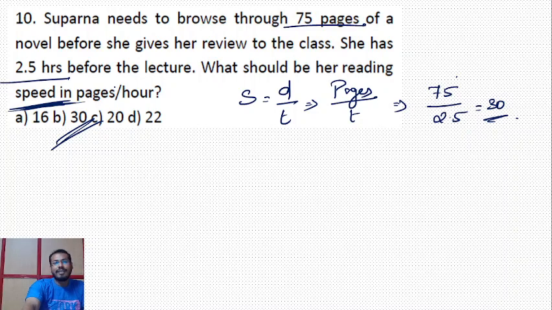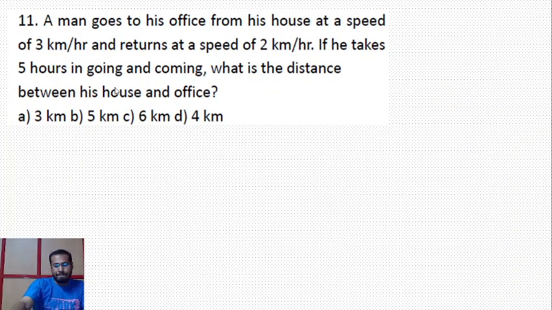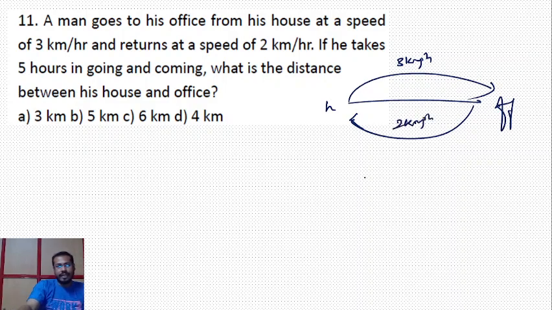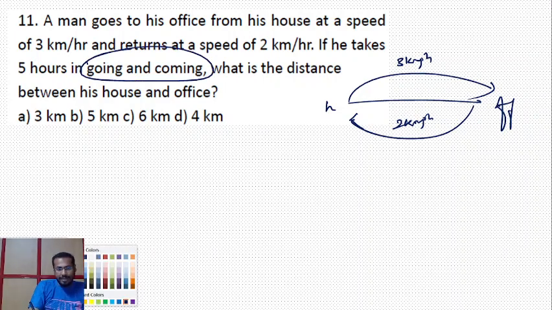Simple. Next question. Look at this. A man goes to office from his house at the speed of 3 kilometers per hour, and in the return journey from office to house at 2 kilometers per hour. If it takes 5 hours going and coming. This is what I'm telling again and again: if time is given as common, everything is 2 times.